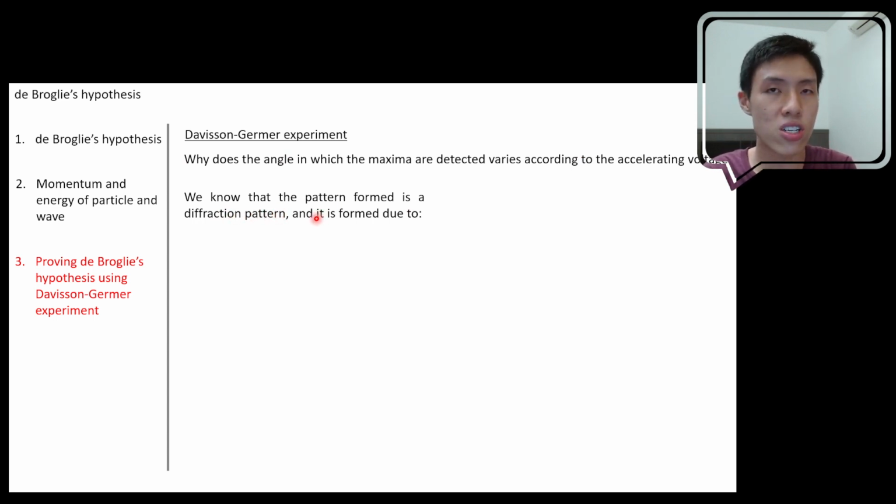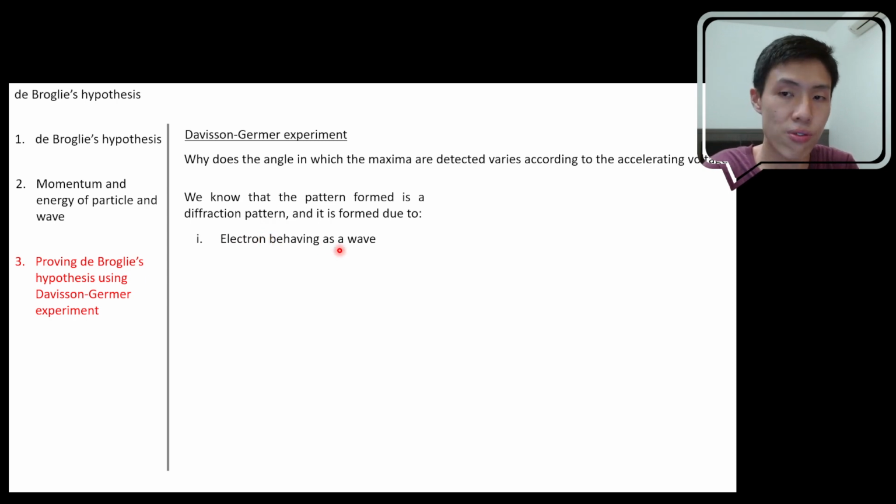But with this diffraction, you have to be very clear that it forms because of two factors. The first factor is that electrons behave as waves. If your electrons are behaving as waves, only then are you able to produce a diffraction. If you are able to produce diffraction, only then are you able to see this kind of peak.